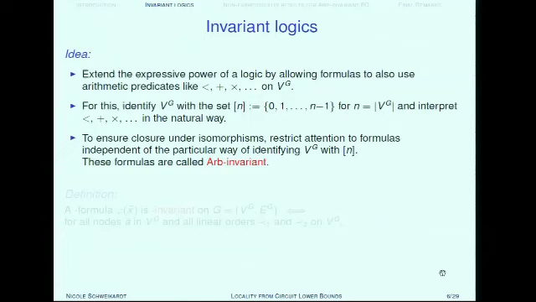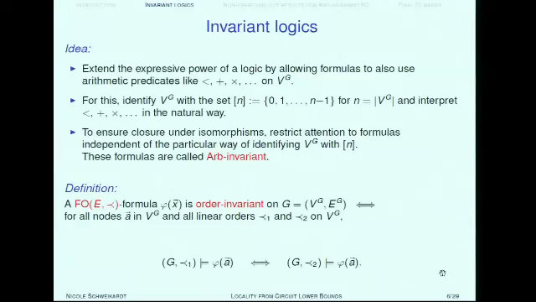But if you do this, you can also express queries that are not graph queries anymore. So you could say the first vertex is red or has a self loop or something like that. But referring to the first vertex is something that isn't a graph property anymore. So to ensure that your formulas only define graph properties, you require formulas to be independent of the particular way the order is chosen. And you can formalize it like this.